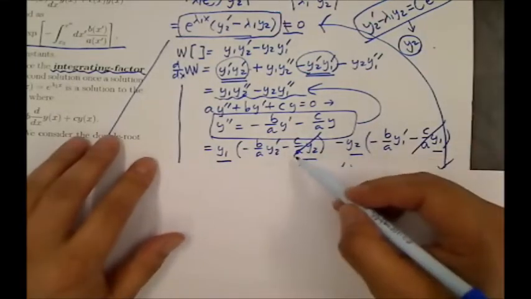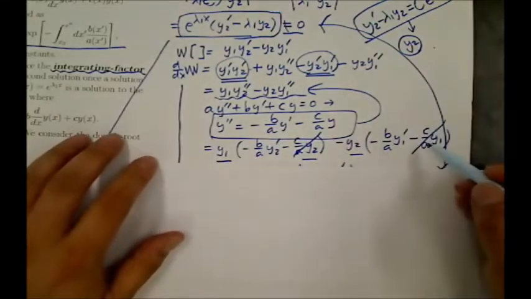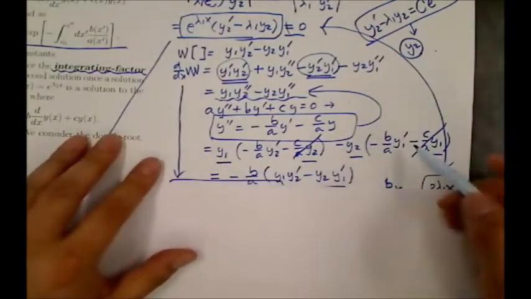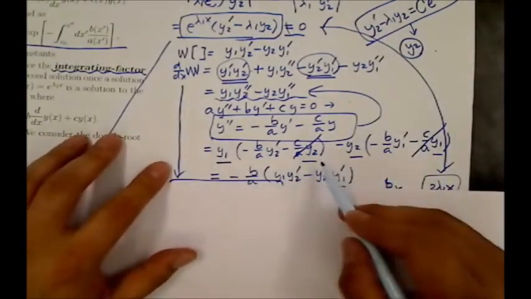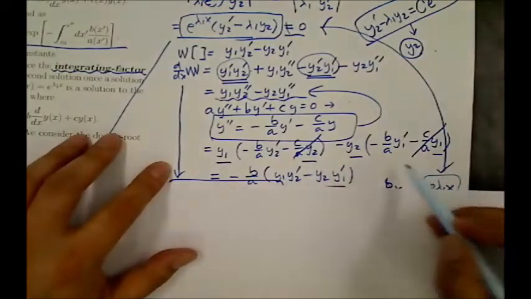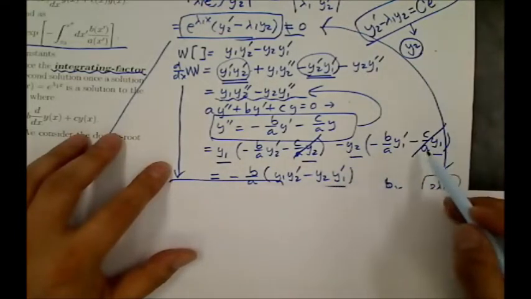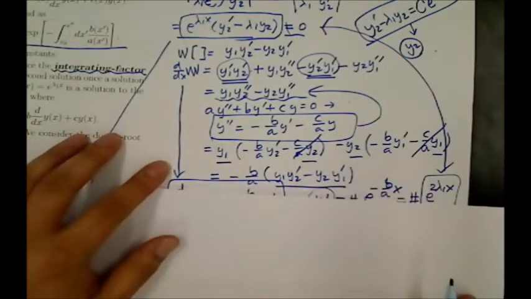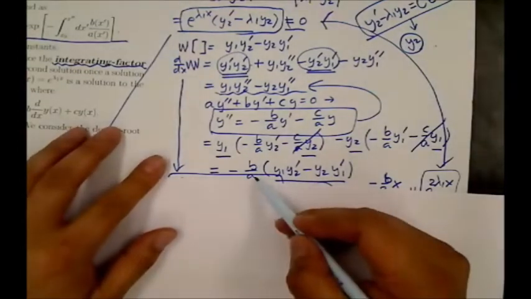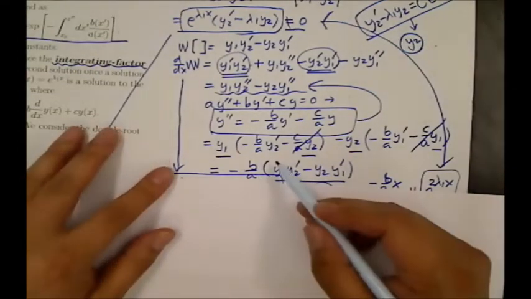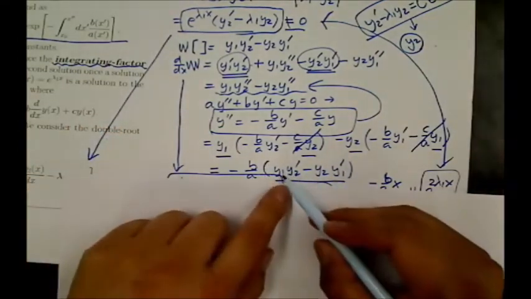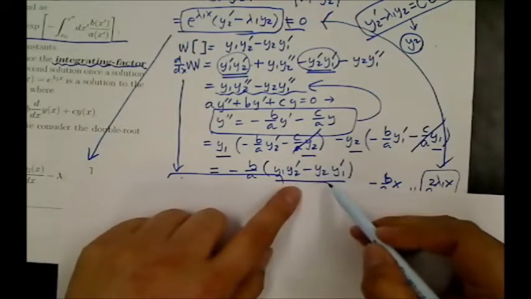Now the unprimed functions cancel, because of y1 y2 c over a and y2 y1 c over a. They cancel exactly. What I finally get is minus b over a multiplied by y1 y2 prime minus y2 y1 prime.